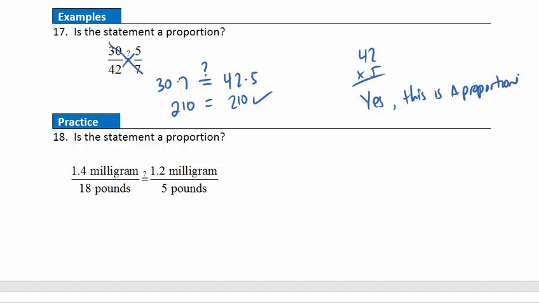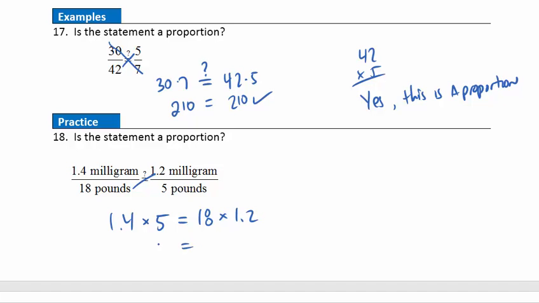All right, go ahead and pause your video player now and practice using these cross products to determine if this is a proportion. Okay, so we should be taking 1.4 times 5 on one side, and on the other side, 18 times 1.2.